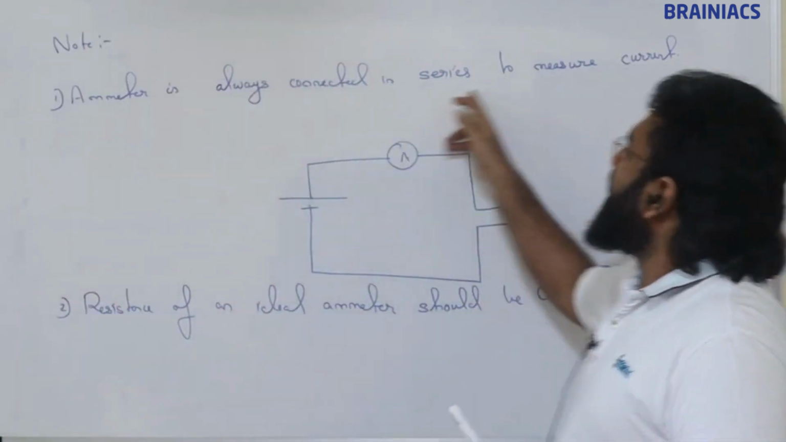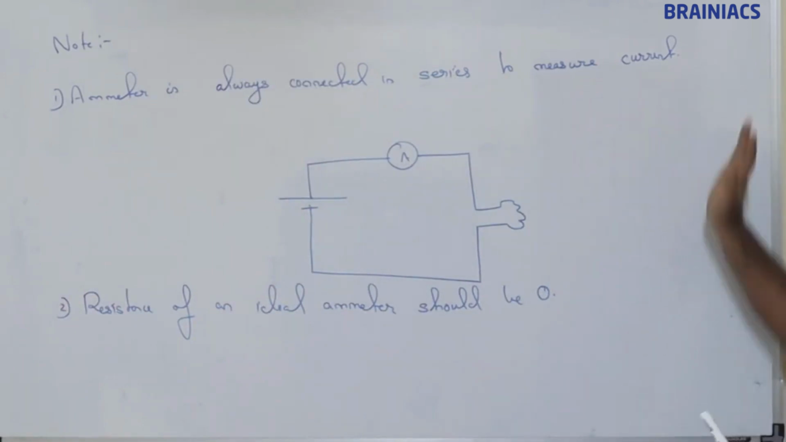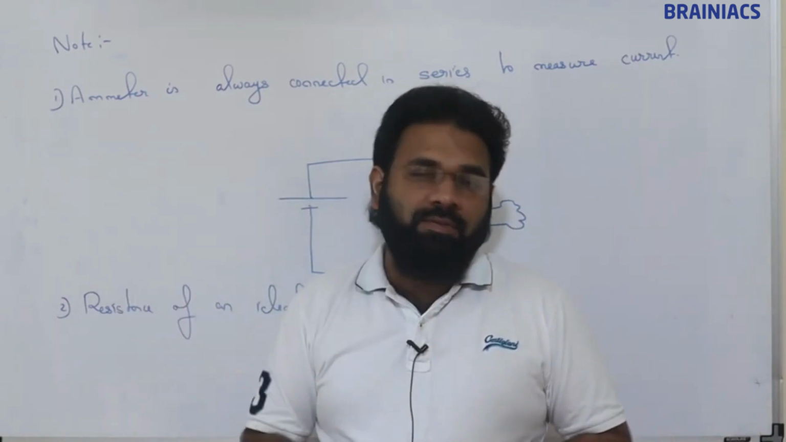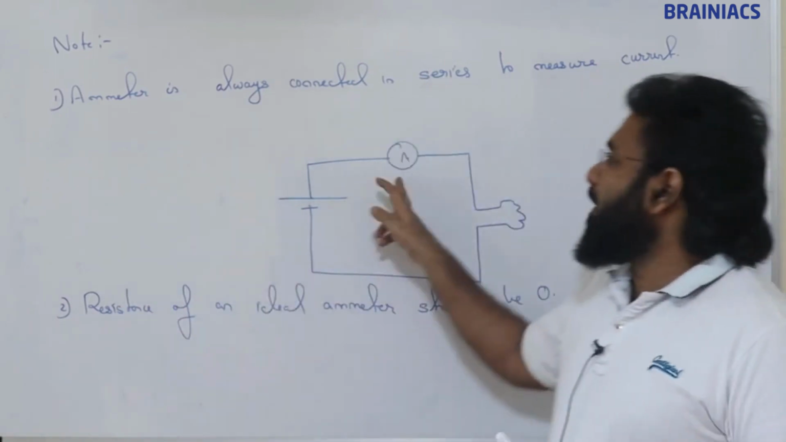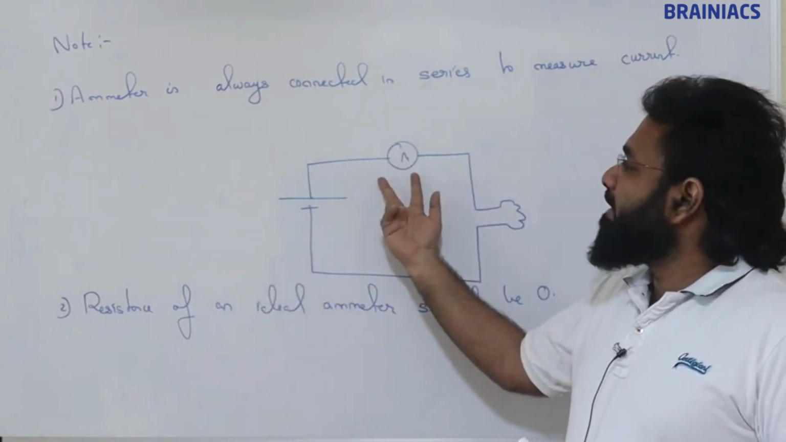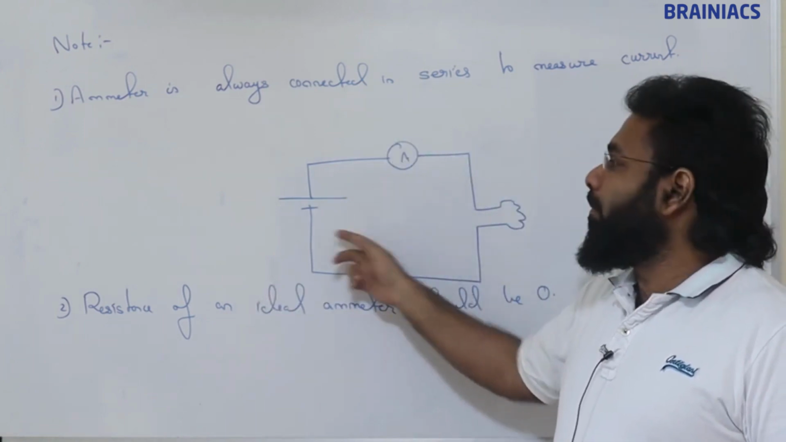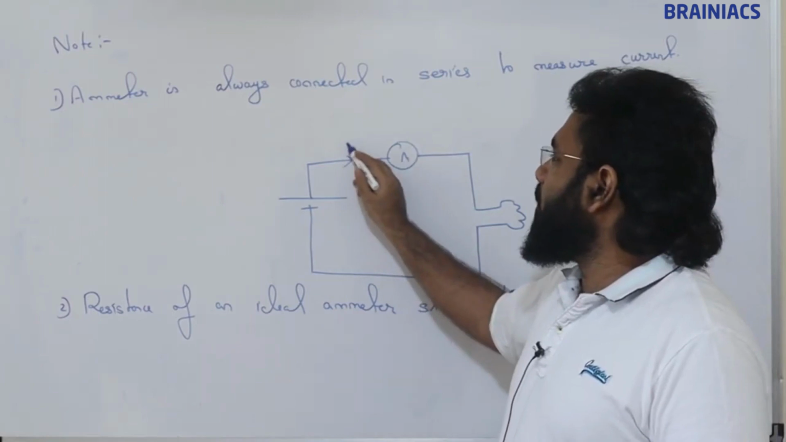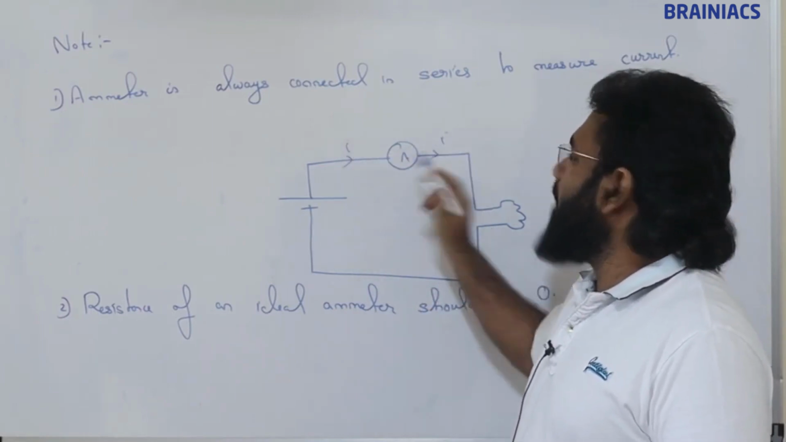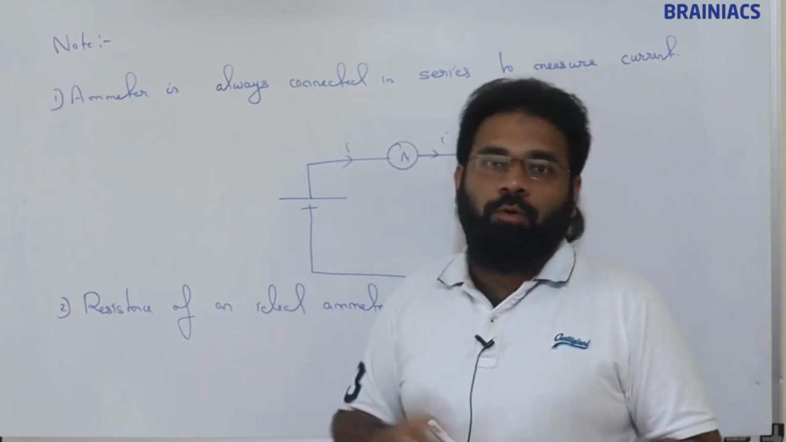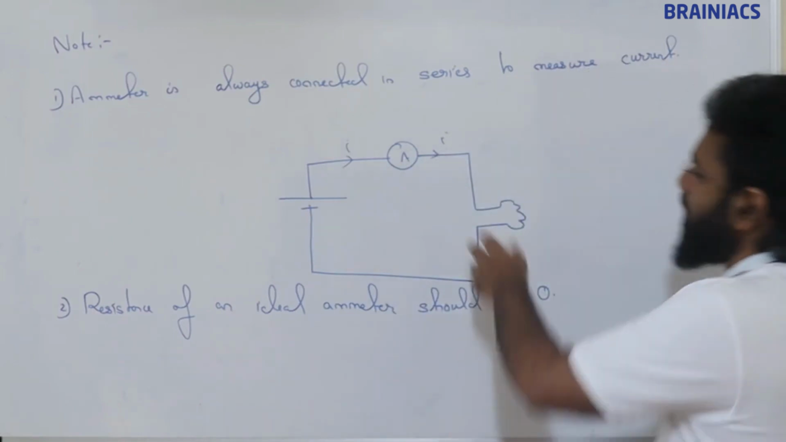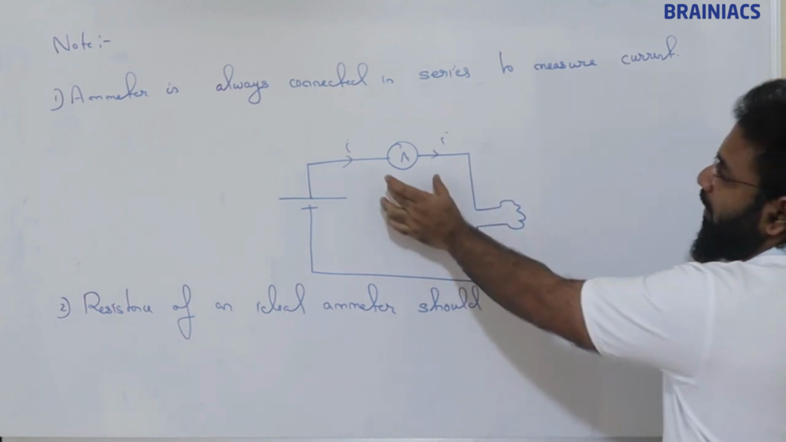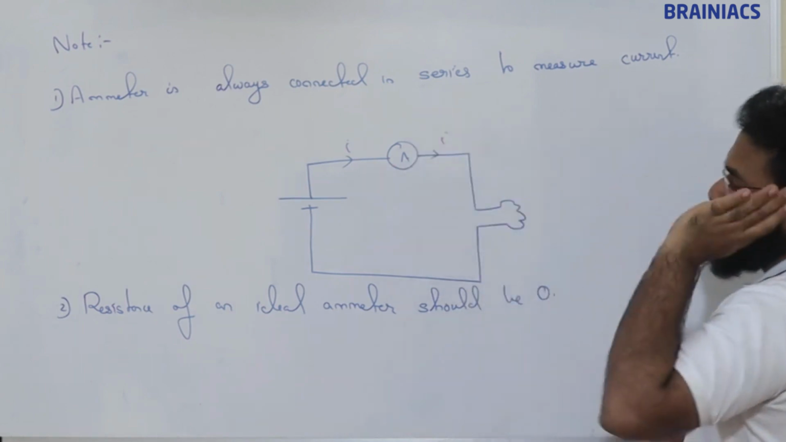An ammeter is always connected in series to measure current. See, current is running across a circuit. So if we connect an ammeter in series with the circuit, we can measure the current. Current will be passing through like this. So we connect the ammeter in series in order to measure the current. How much current is flowing to this bulb? If we need to measure, connect it in series.